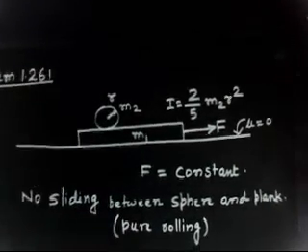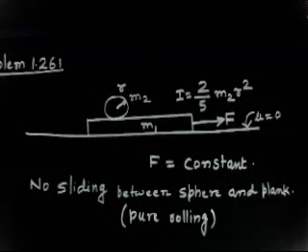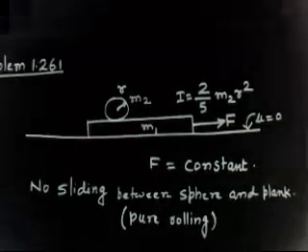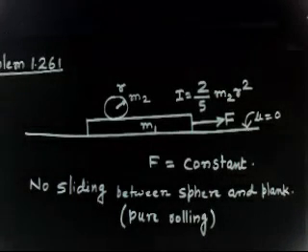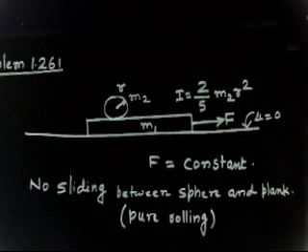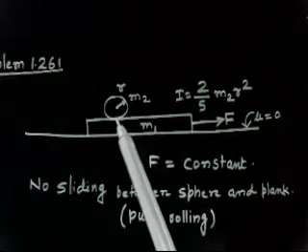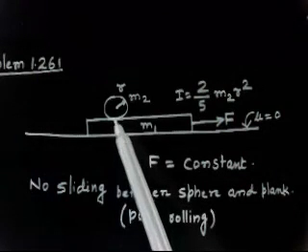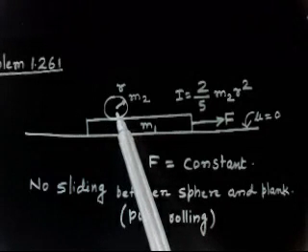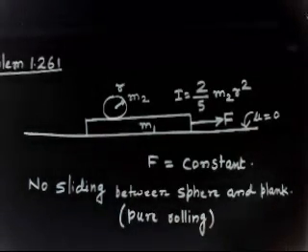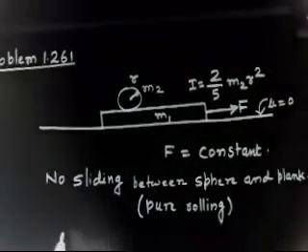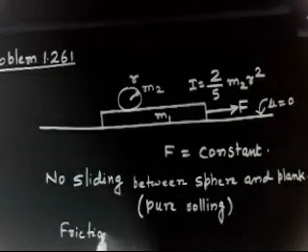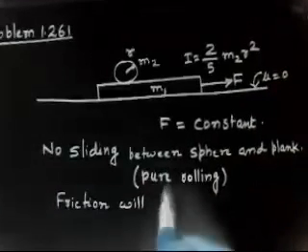So let us try to solve this problem. Since there is no sliding, the friction force that will act here is basically static in nature, because this is the case of pure rolling. Over this plank, this sphere is doing pure rolling. So the friction that will act is static in nature, and that's why the friction coefficient is not given.